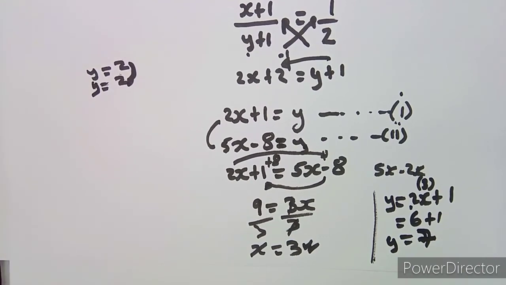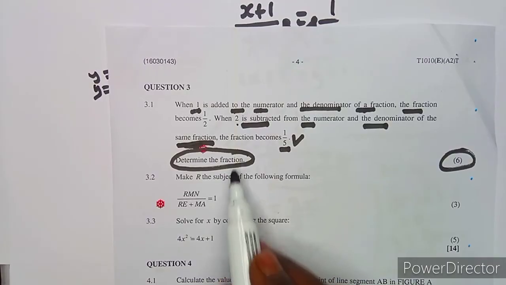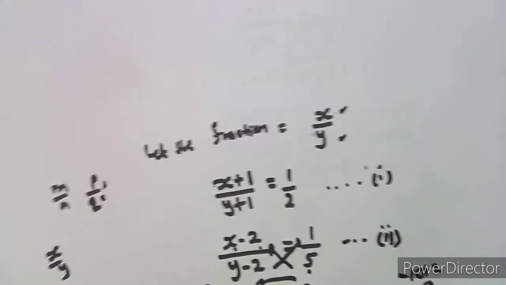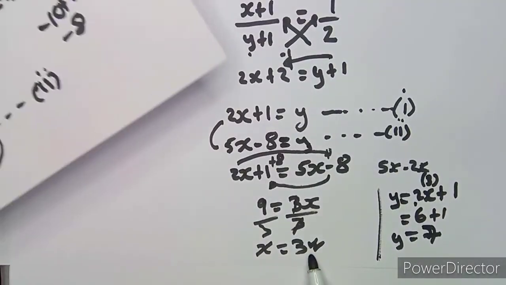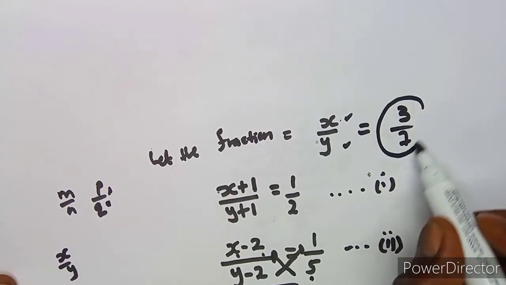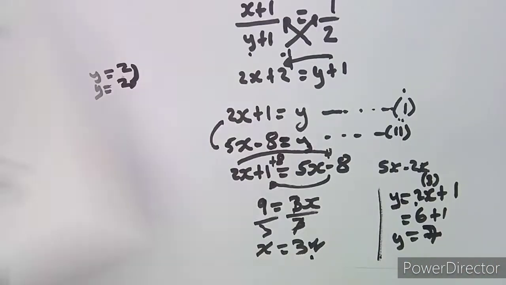But remember, the question is to determine the fraction. So what is the fraction? Remember, we said let our fraction be x over y, like this. This is our fraction, x over y. So you've got the value of x, which is 3, and our y is 7. So therefore the fraction is 3 over 7, just like what we said. So that's how, guys, some of these questions are asked and what you're supposed to do when attempting these questions.